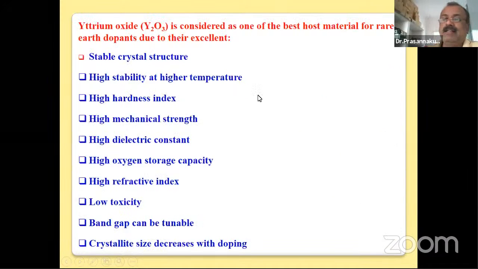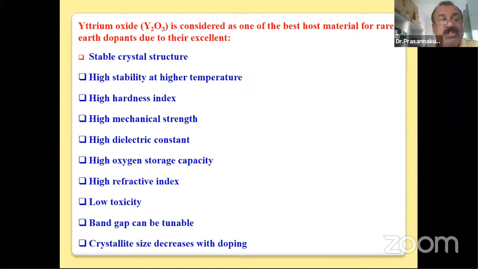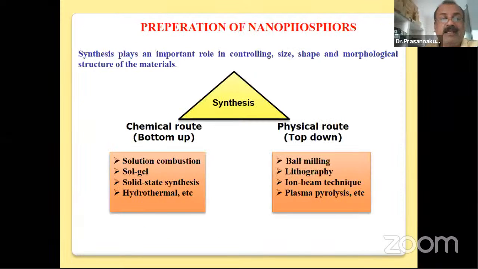Yttrium oxide is considered as one of the best host materials. Why do we want to consider it? It is the best host material for rare earth dopants. It has excellent properties such as stable crystal structure, high stability, high hardness. Like this, it has many excellent physical properties. Hence, we consider yttrium oxide our best host material.